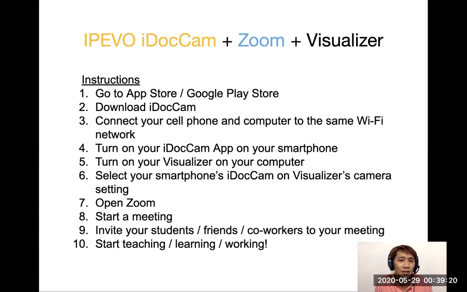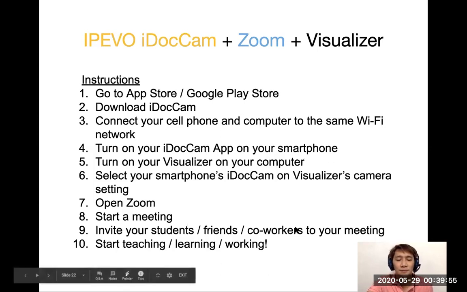Then download iDocCam, and connect your cell phone and computer to the same Wi-Fi network. Then turn on your iDocCam app on your smartphone, turn on your visualizer software on your computer, and select your smartphone's iDocCam in the visualizer's camera setting. Then open Zoom, start a meeting, and invite your students, friends, or coworkers to your meeting and start teaching, learning, and working. These are the instructions. It's way more complicated than the previous two, so let's walk through it together so you have an idea of how it actually works.